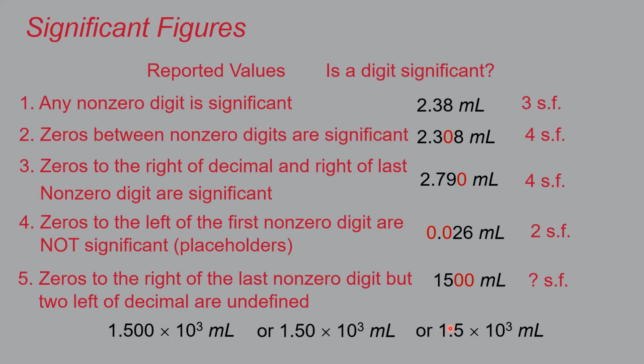Now, what I will tell you is that generally, when it's a big number and there's a whole bunch of zeros at the end, usually they are not significant. They usually are placeholders, but properly, it's actually undefined.